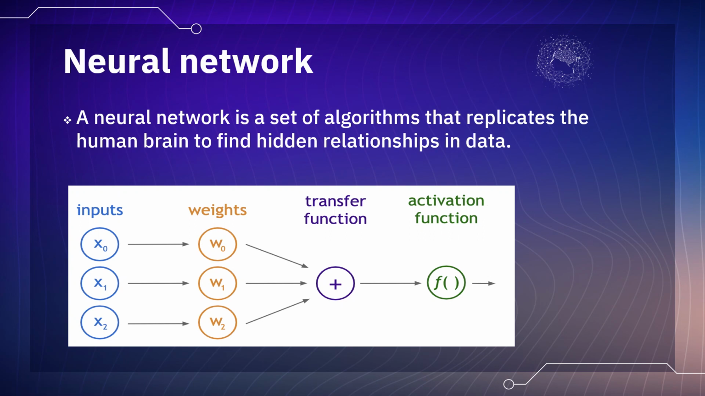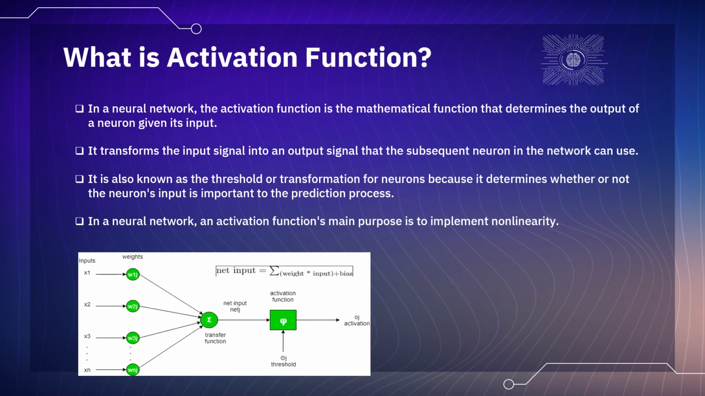Since a perceptron represents a single neuron in the brain, we can put together many perceptrons to represent a brain. As such, activation function is a crucial part of any neural network. So, what is activation function?